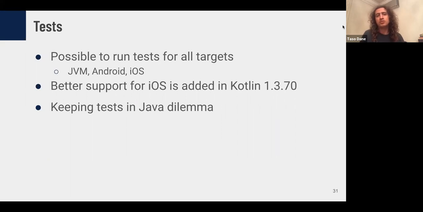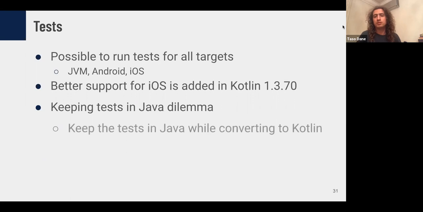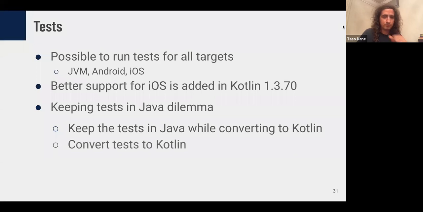If you keep those tests 100%, that's already a proof of your library being backward compatible. So we kept them in Java first. We converted the whole library to Kotlin without converting tests, but then we had to convert them because we needed to test our Kotlin native implementation, right? After keeping that for a while, we converted the tests to Kotlin as well, which actually revealed some bugs in our native implementation.